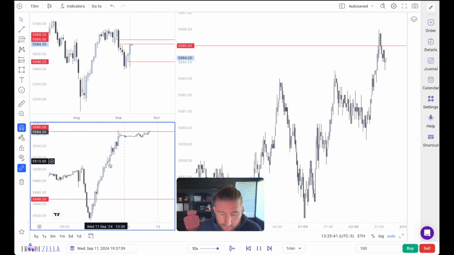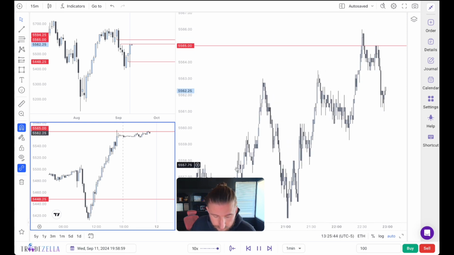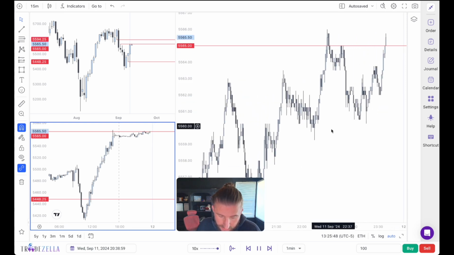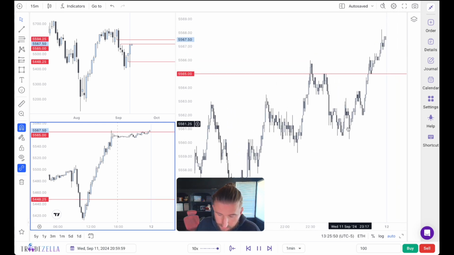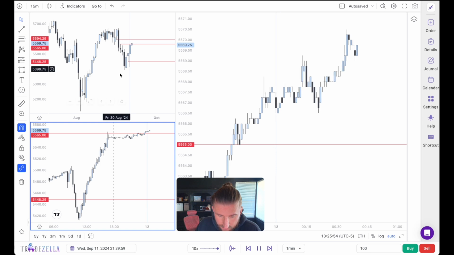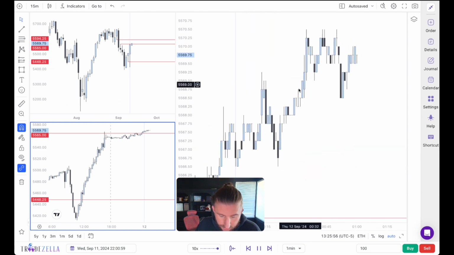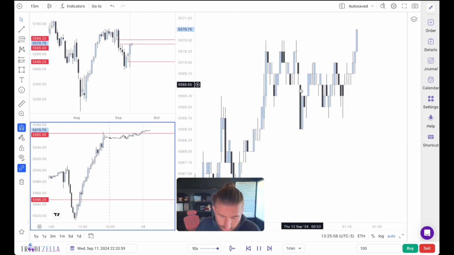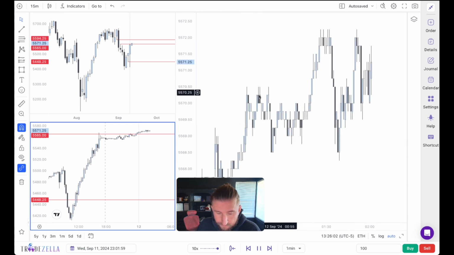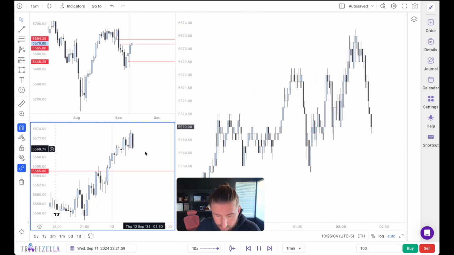Yeah, quite the mover right here. So we're seeing a pretty flat post-market into Asia, into midnight open. Right here, pretty flat on the 15. So the question is, what are we going to do here? This is a Thursday, September 12th. Let's see what we're doing during London.